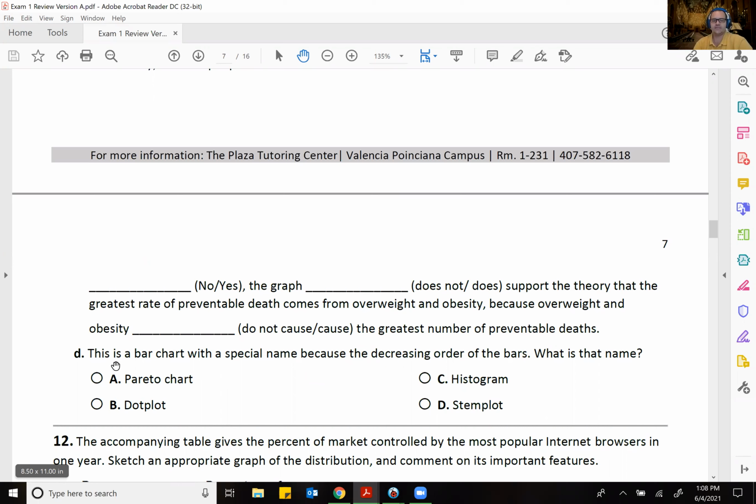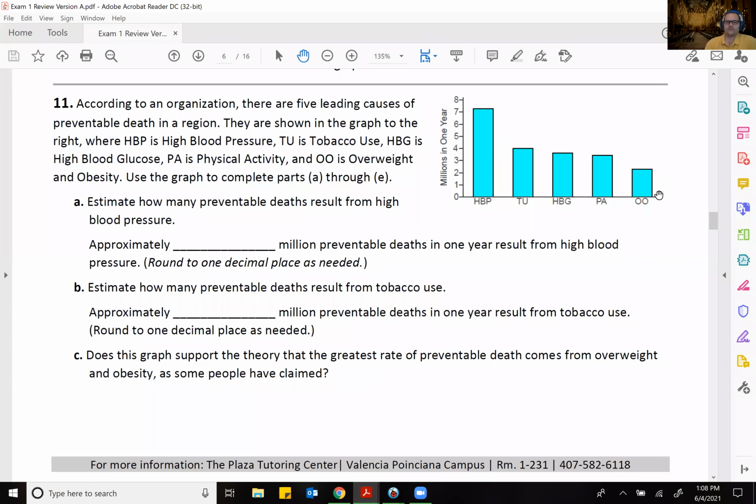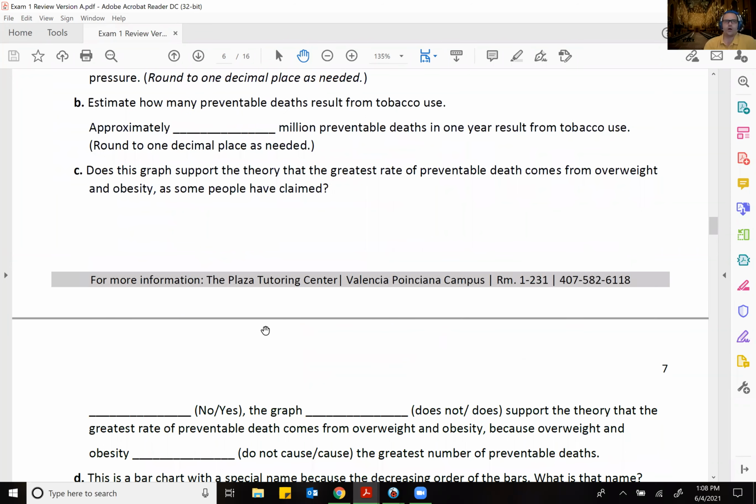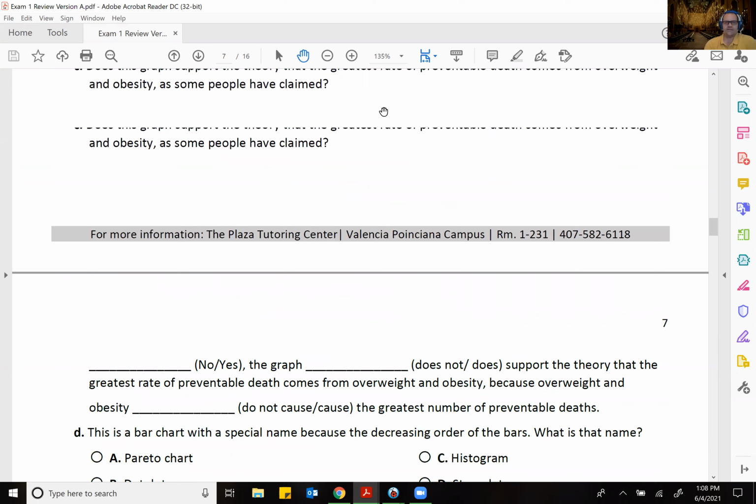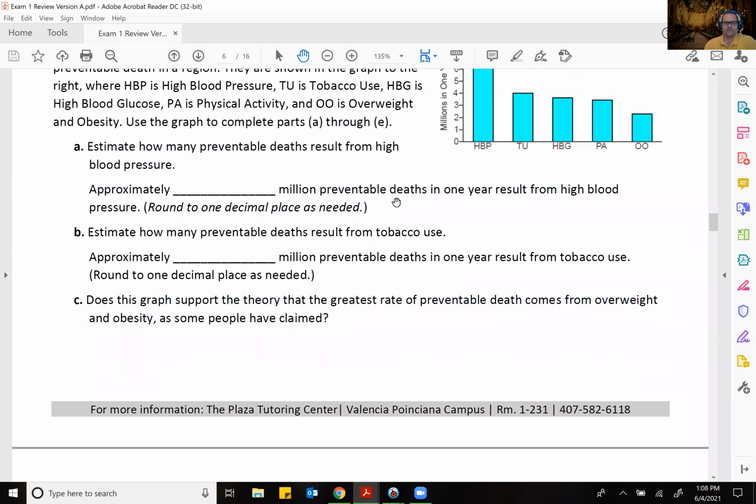And last but not least, this bar chart has a special name because of the decreasing order. What is it? Pareto chart. So the answer is A. Whenever you start at the highest and work your way to the lowest, that is a Pareto chart. So there really are only till D on this. That shouldn't say E, it should have been D, but that's okay.